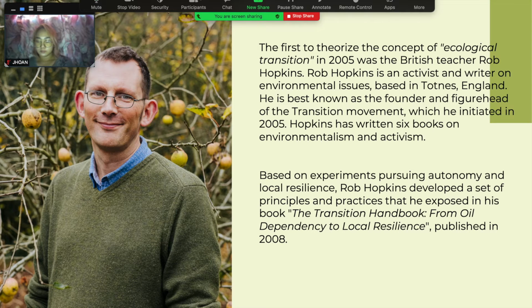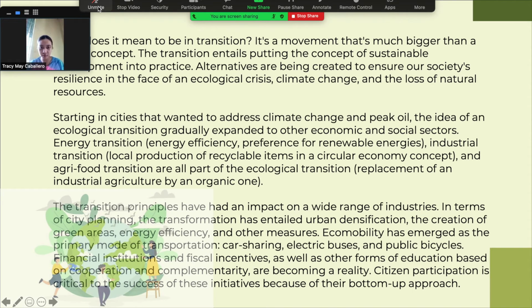Based on experiments pursuing autonomy and local resilience, Rob Hopkins developed a set of principles and practices that he exposed in his book The Transition Handbook: from Oil Dependency to Local Resilience, published in 2008.